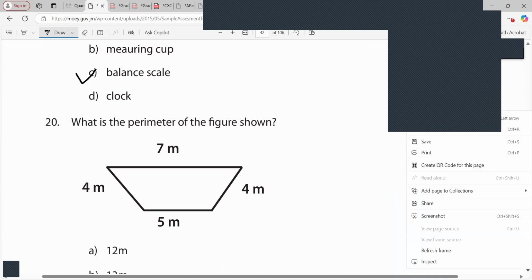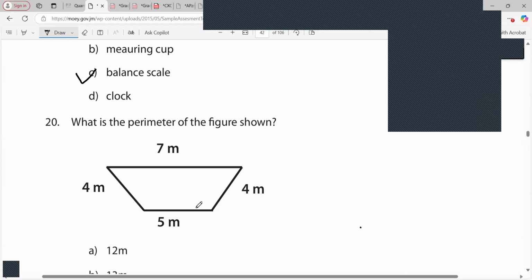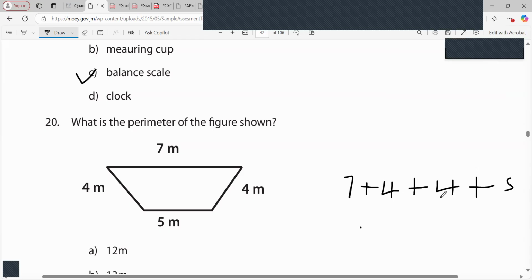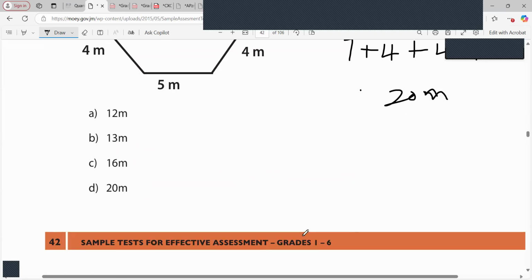Number 20 says, what is the perimeter of the figure shown below? Perimeter means the total distance around. So it should have been 7 plus 4 plus 4 plus 5. So 7 and 4 is 11, and that's 15. 15 plus 5 is 20. So in all, the perimeter means the total distance around, right? So it should have been 20 meters.